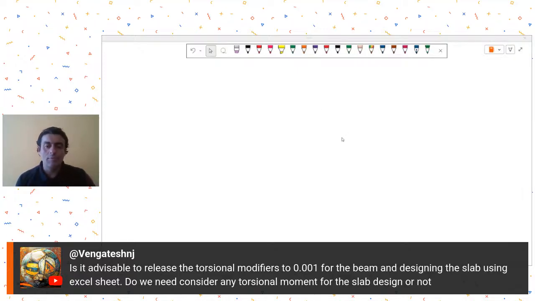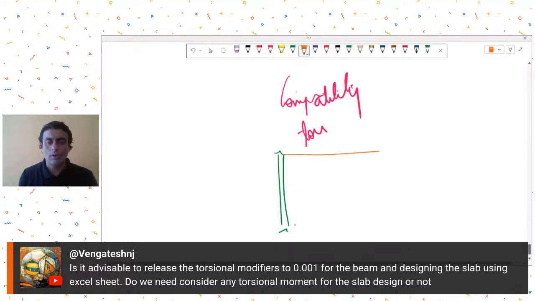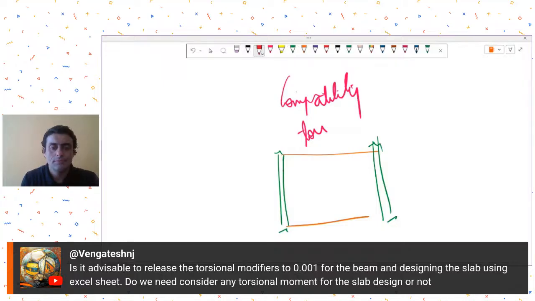Your slab is resting on the beams. So if you have the system as compatibility torsion, as per the Indian code, you can assign a very small torsion modifier to the beams, because of which the torsion resistance will be very low and the slab moments will increase, and then you design this slab for increased moments. You're allowed to do that, assuming that the case is of compatibility torsion.